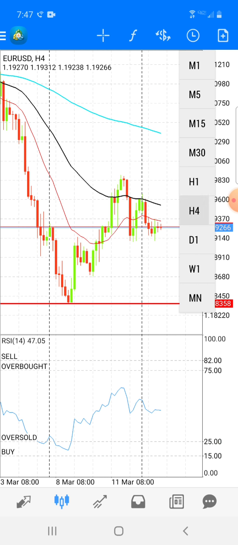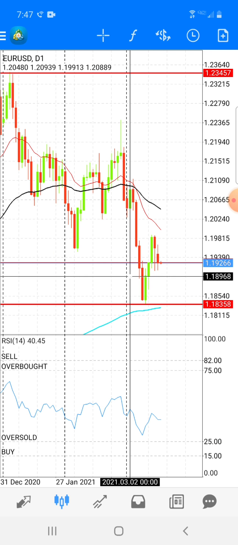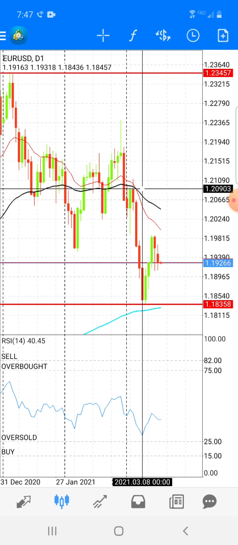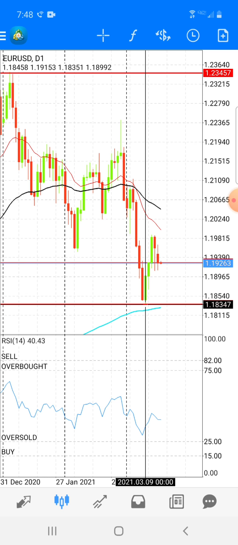Okay, let's go to the daily. So it came down here. You guys know how these moving averages work. It came close to this 200 here. Okay, potentially try to touch it, reject it back up.